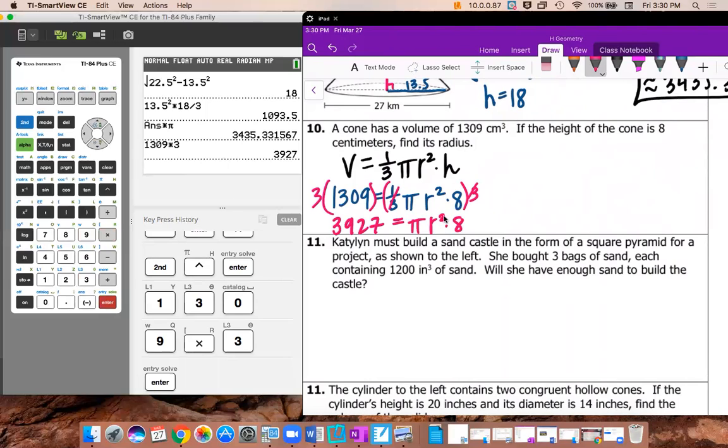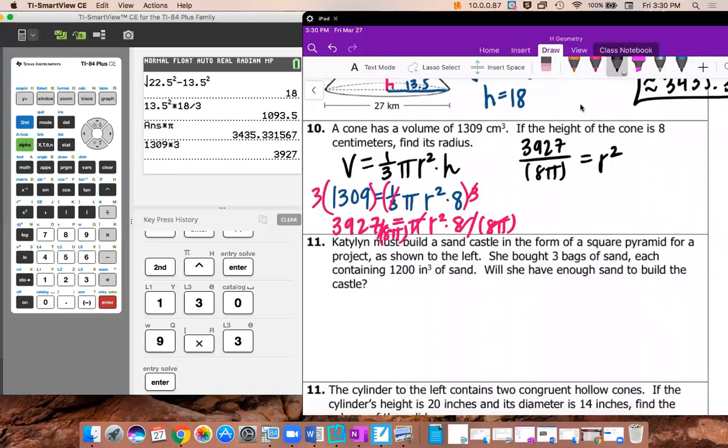Okay, so then I'm going to try to get this r squared by itself. So I'm going to divide both sides by 8 pi. And it is important here that you use parentheses. So we're going to cancel out the 8 pi on this side. So then it's going to become 3,927 divided by 8 pi is equal to r squared.